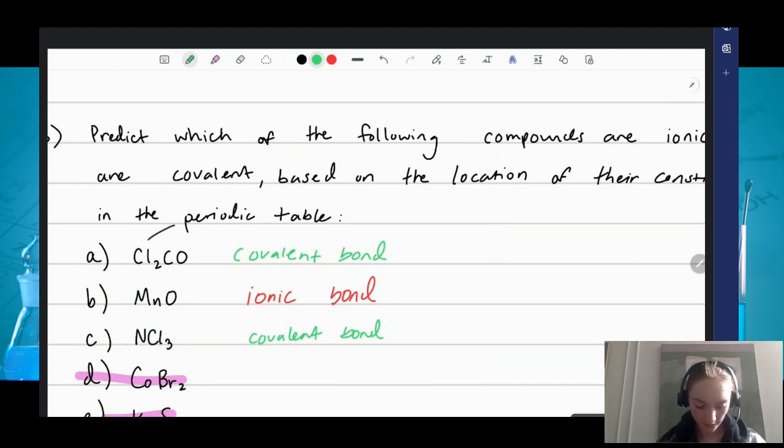Okay, and the next one is cobalt and bromine. Since cobalt is a transition metal as well, and bromine is a nonmetal, this is also going to be an ionic bond.